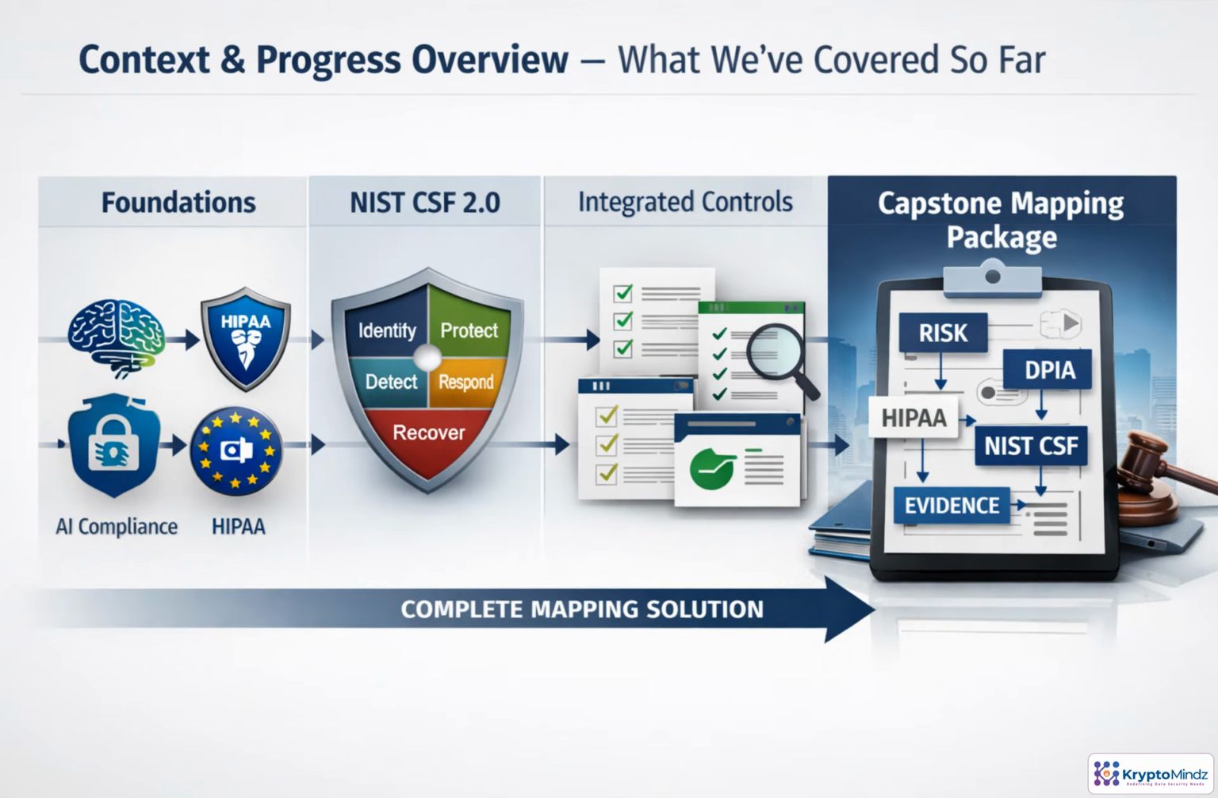You've already built the pieces: AI inventories, privacy obligations, NIST CSF functions, integrated controls, and audit evidence. Now we'll bring them together into one capstone mapping package, using the scenario from topic 6.1.